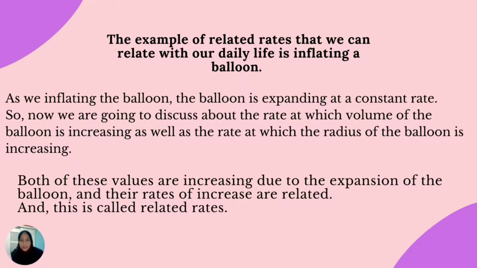As we inflate it, the balloon is expanding at a constant rate. So now we are going to discuss the rate at which the volume of the balloon is increasing, as well as the rate at which the radius of the balloon is increasing. Both of these values are increasing due to the expansion of the balloon, and their rates of increase are related. So this is what we call related rates.